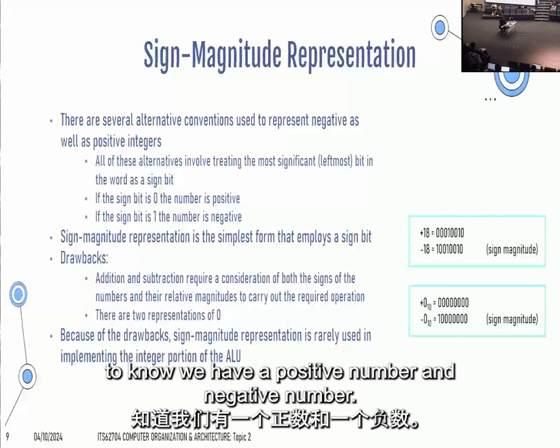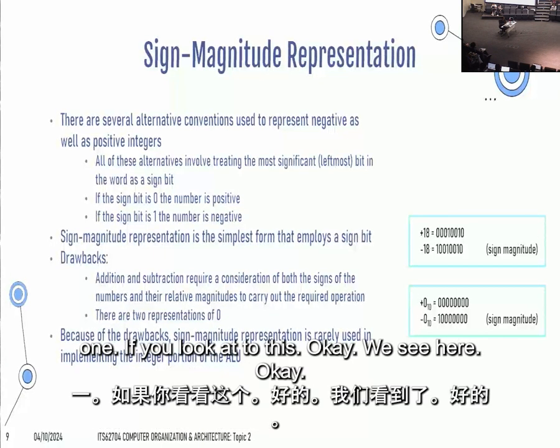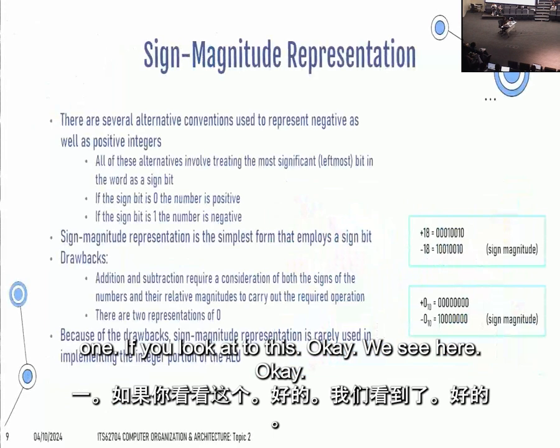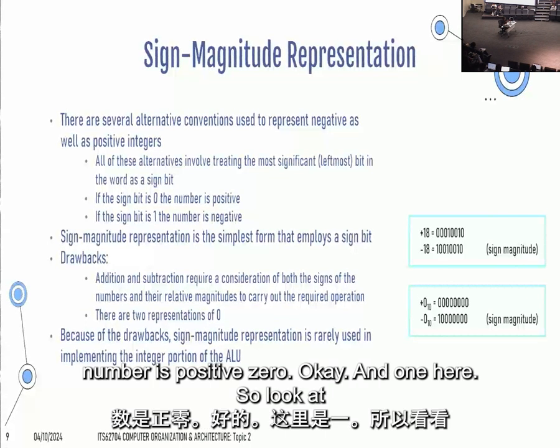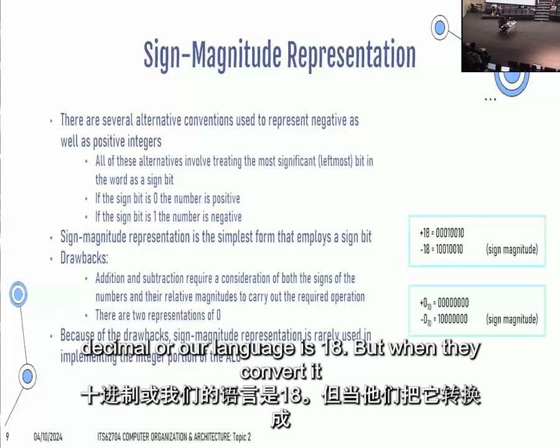You need to know we have positive numbers and negative numbers. How? It has a sign magnitude. Look at this one. The first digit at the front of a number is 0 for positive, and 1 here. So if you look at this one, this number is basically representing 18 in decimal, or in our language, 18.